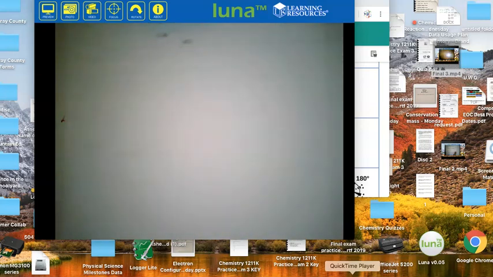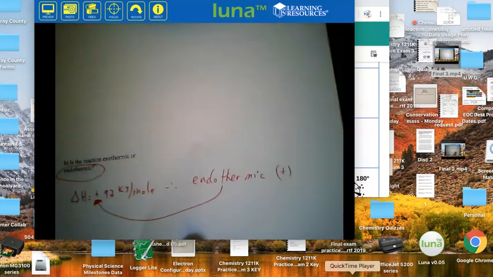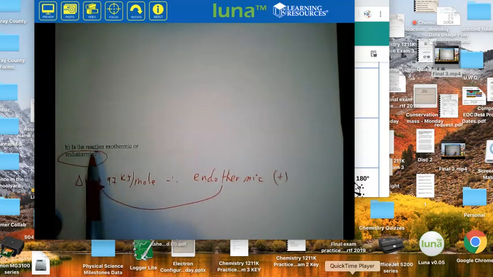And then for part B here, the table kind of spills over to the following page. Part B asks if the reaction is exothermic or endothermic. The value that we found was positive 97 kilojoules per mole, so therefore it's endothermic because it has a positive enthalpy.